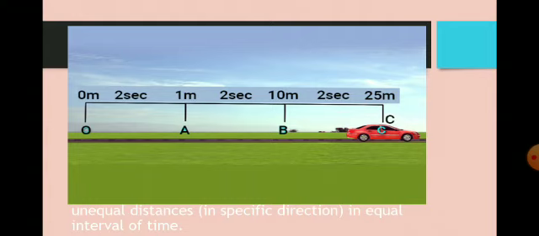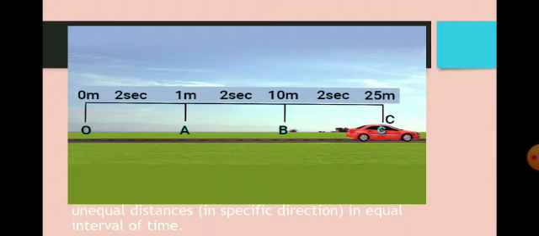In this case, unequal distance is covered. For example, in the first 2 seconds, 1 meter distance is covered, after another 2 seconds, 9 meters distance is covered, and after another 2 seconds, 15 meters distance is covered. So in this case, after equal intervals of time, unequal distance is covered, therefore it is the variable velocity. Or we can say that it is vice versa.